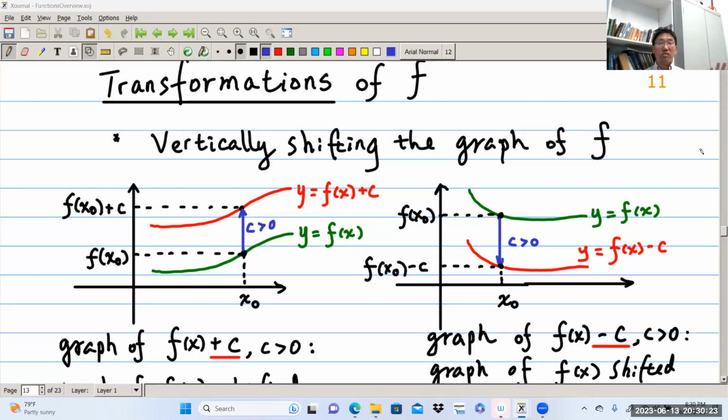Transformations of functions. Have you guys watched the movie Transformers? No. Transformers, a series of movies.